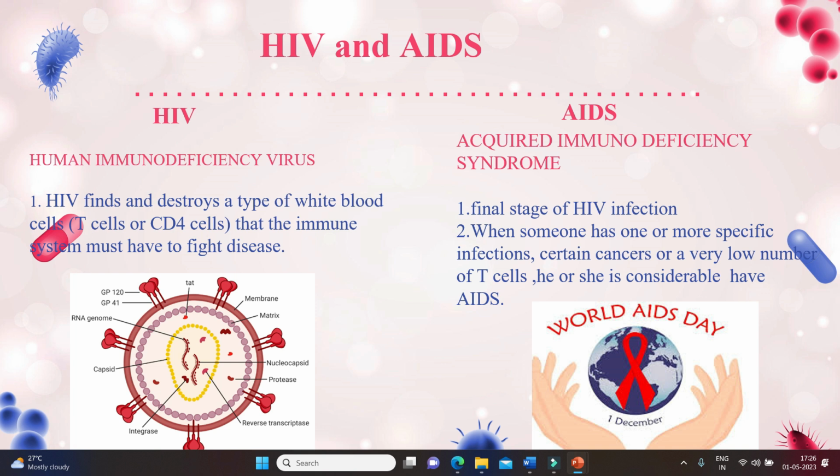Coming to HIV and AIDS, we all know that HIV is the human immunodeficiency virus, and AIDS is acquired immunodeficiency syndrome. After HIV, the final stage is AIDS. HIV finds and destroys a type of white blood cells, the T cells or CD4 cells, that the immune system must have to fight disease. AIDS is the final stage of HIV infection, when someone has one or more specific infections, certain cancers, or a very low number of T cells, and is considered to have AIDS.